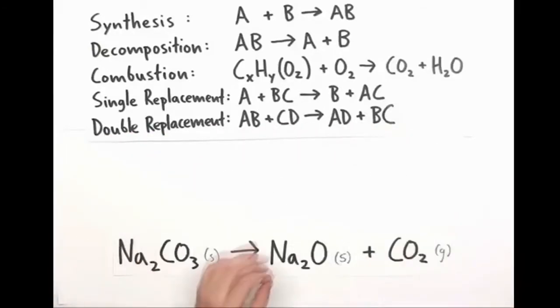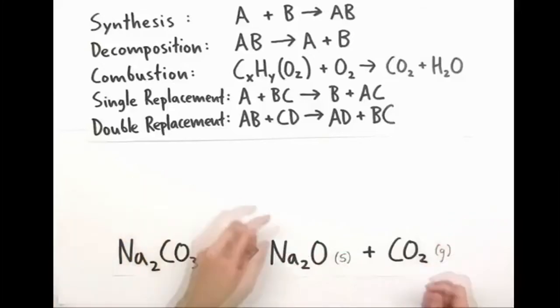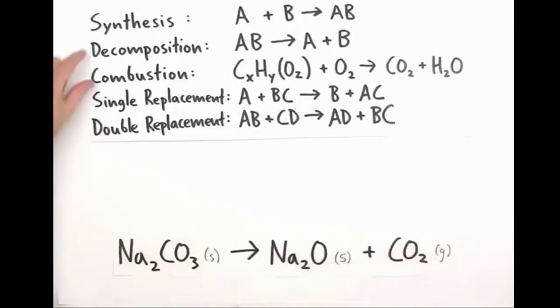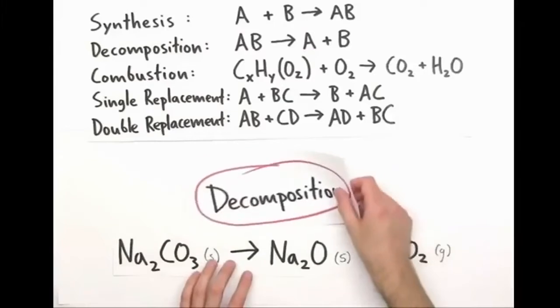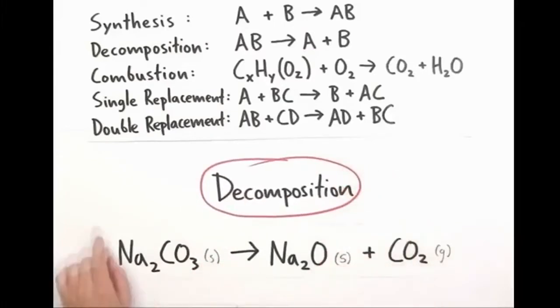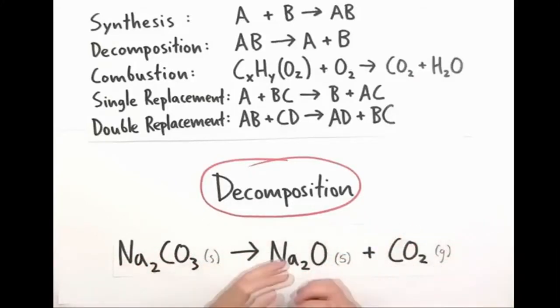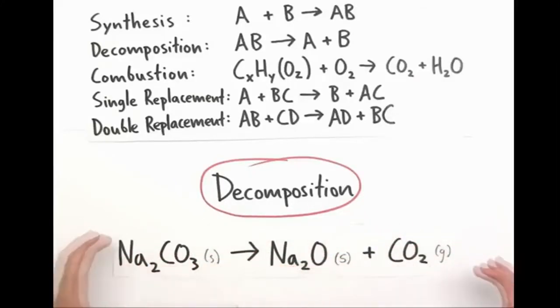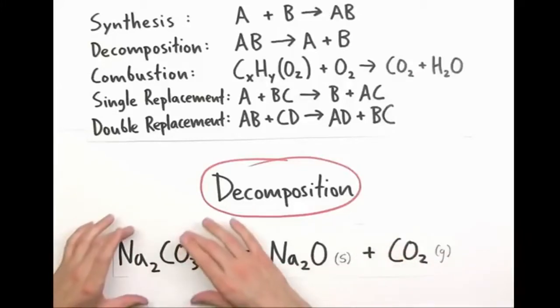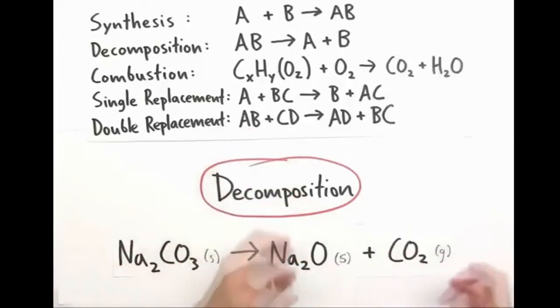Sodium carbonate turns into sodium oxide and carbon dioxide. So here we have a compound breaking down into simpler compounds. This is what happens in a decomposition reaction. Now, in this decomposition reaction, we don't see this compound breaking all the way down to the elements that make it up. We're not getting just sodium, carbon, and oxygen, but it's breaking down into simpler compounds that themselves are still combinations of more than one element. But that's okay. It's still a decomposition reaction, just as long as we have something complex breaking into simpler pieces.